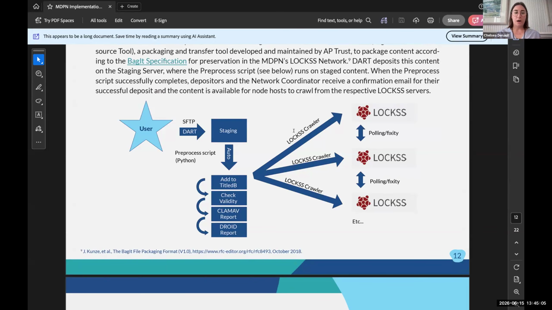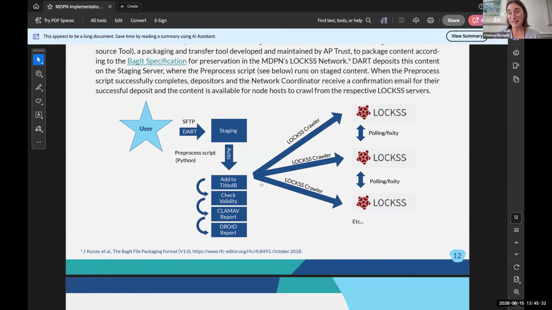We then run it through what we call our pre-process script. So that's this section here, where we run it through a virus scan, we run a DROID report, and then we also add that collection to the LOX title database. From there, once it's been approved and run through the pre-process script, each of our LOX nodes will then crawl that content from the staging server.